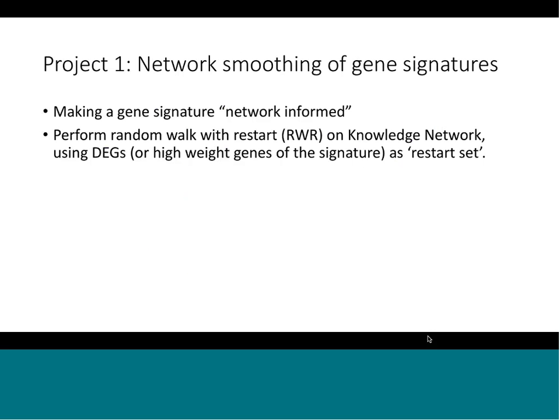All right. So what are the kinds of things we are trying with this, once this sort of representation has been achieved, which it has, and so we are on to these projects in the early stages now. First project is to make a gene signature network informed. So this is a very simple idea borrowed from recent literature on network smoothing and its application to, let's say, subtyping of patients.